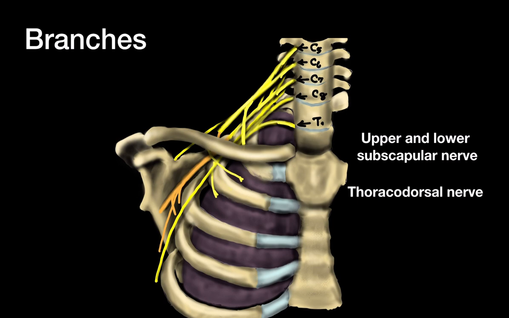The remaining part of the posterior cord gives off a branch which winds around the surgical neck of the humerus to go to the posterior aspect, that is known as the axillary nerve or circumflex nerve. And then the posterior cord continues downwards as the radial nerve. So the branches of the posterior cord are upper and lower subscapular nerve, thoracodorsal nerve, axillary nerve and radial nerve.